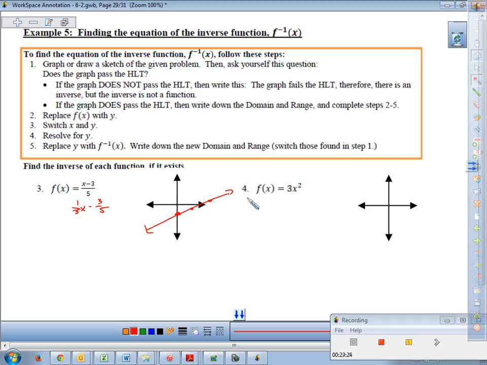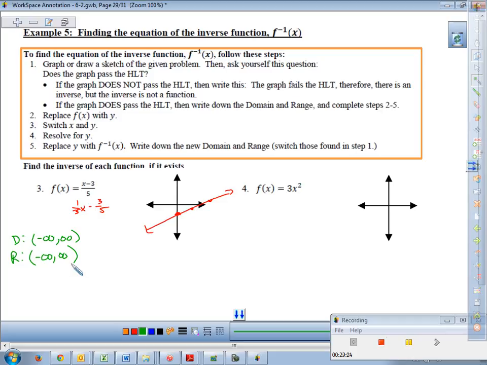What's the next question you ask yourself according to the orange note card? Does that graph pass the horizontal line test? Yay or nay? Yes. So give me the domain and range of that puppy. That's what the card tells you to do. The domain and the range. It's a linear guy. It's all reals all the way around.